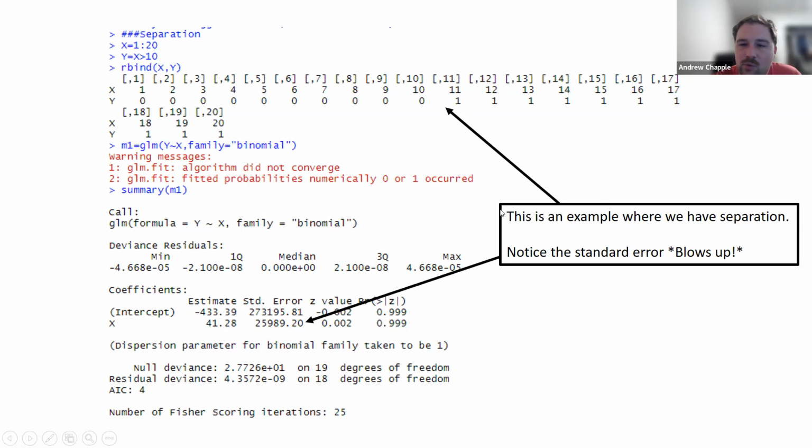So this is an example where you have problems with separation. The standard error here blows up. If you see some weird results, you can usually look: if this value is bigger than even like 10, I think, or 20, then it's too big. This one here is 25,000, so it's enormous. That's a byproduct of intentionally going to separation, right? Because you can see the Y values for X equal to 1 is 0, 0 for 2, all the way up to 10 is 0, and then from 11 on it goes up to 1.